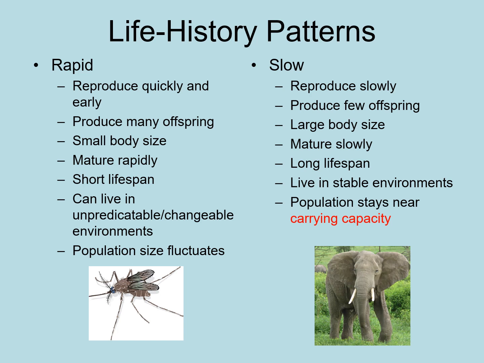But with rapid life histories, because they have to live their life really fast, they reproduce very quickly. They tend to produce a lot of offspring. Okay? One fruit fly can lay hundreds of eggs. Now we know not all of those hundreds of eggs will live, but one fruit fly can lay hundreds of eggs at one time. They tend to be very small. They don't have time to grow big. They mature rapidly. They have to be able to reproduce very quickly. And they don't live very long. Okay? They can live in unpredictable, changeable environments, and the population size fluctuates.